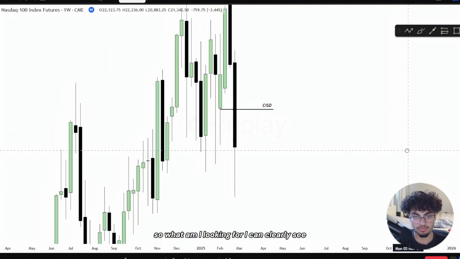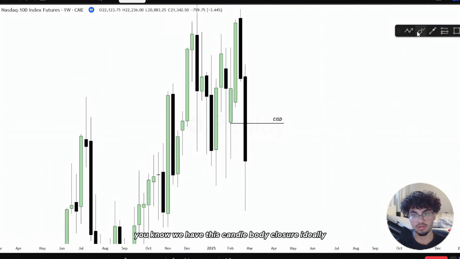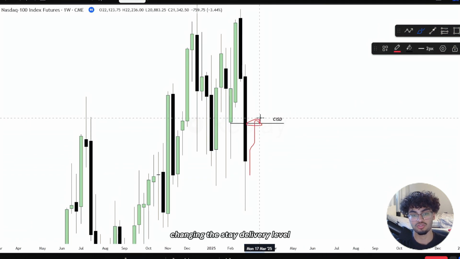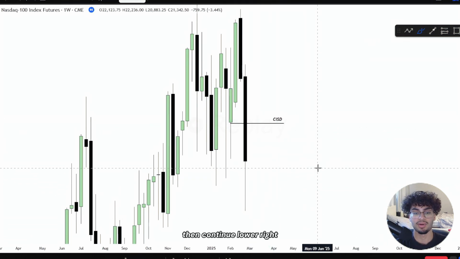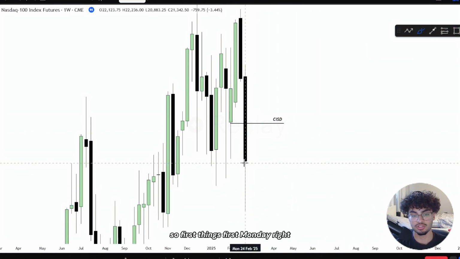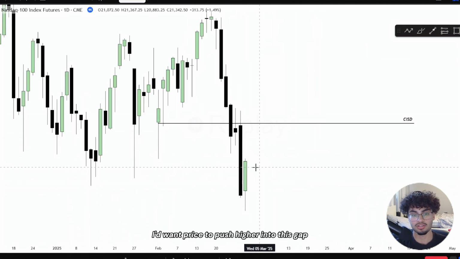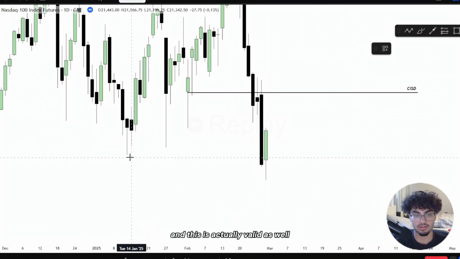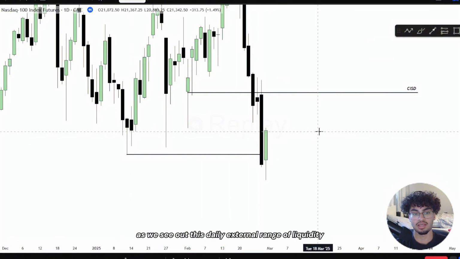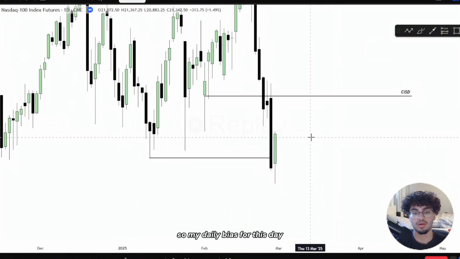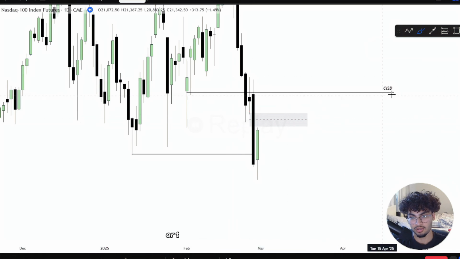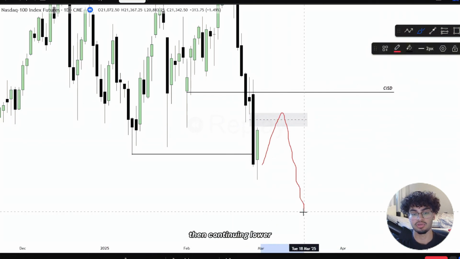So what am I looking for? I can clearly see we have this candle body closure. Ideally, I'd want price to tap into this change in the state of delivery level, then continue lower, right? So first things first, Monday, right? I'd want price to push higher into this gap or this change in the state of delivery. And this is actually valid as well as we see out this daily external range of liquidity. So my daily bias for this day is clearly just going to be tapping in this daily internal range of liquidity, right? Or this change in the state of delivery, then continuing lower.